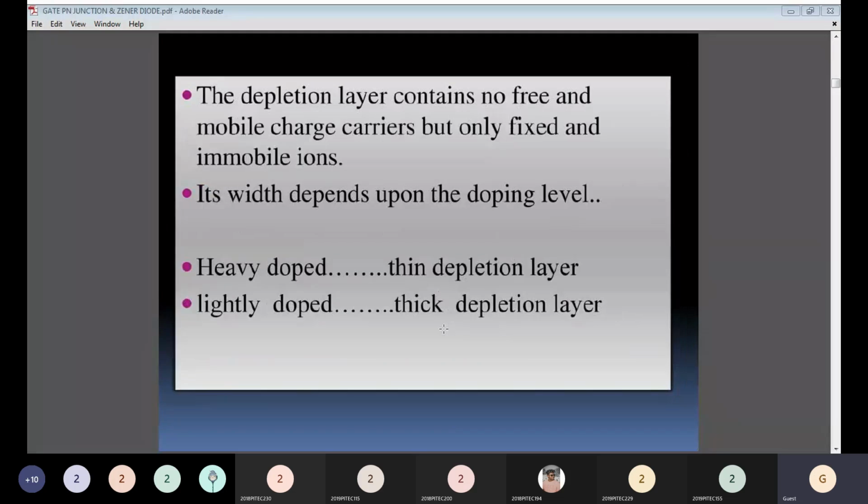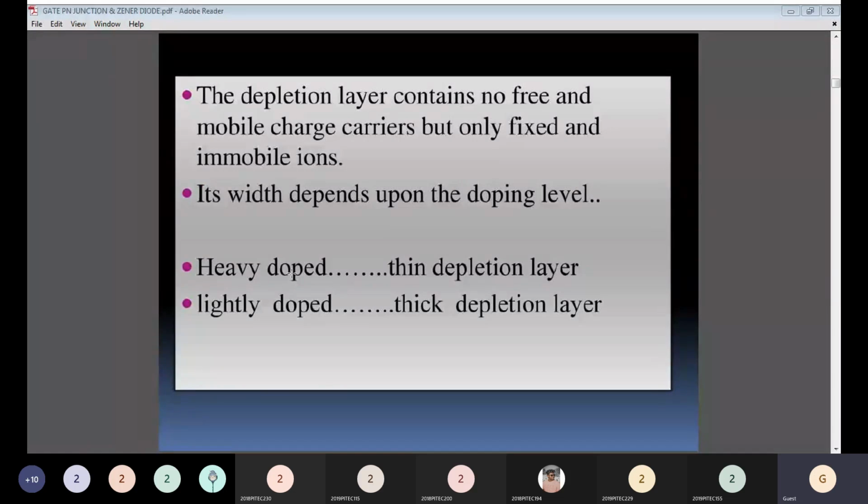The depletion layer contains no free and mobile charge carriers, but only fixed and immobile ions. Its width depends upon the doping level. At the introductory part itself, I said doping is nothing but adding impurities to the P-type and N-type material to improve the concentration of the charge carriers. So the depletion layer width depends upon how much doping concentration has been added. With that only, the depletion layer width can increase or decrease.